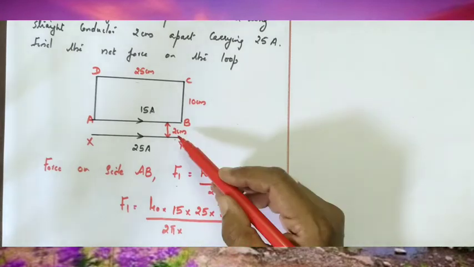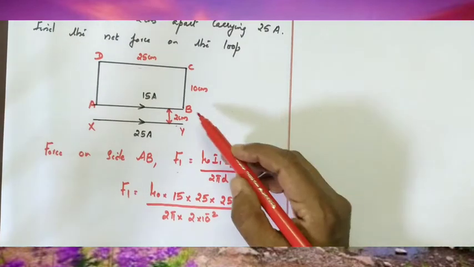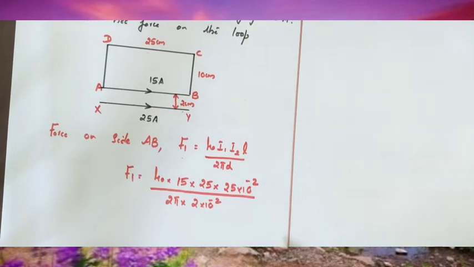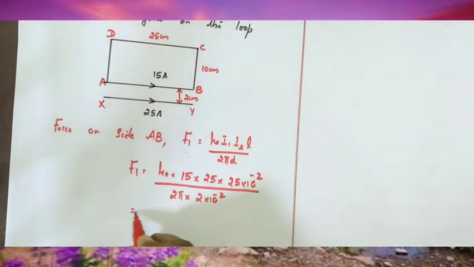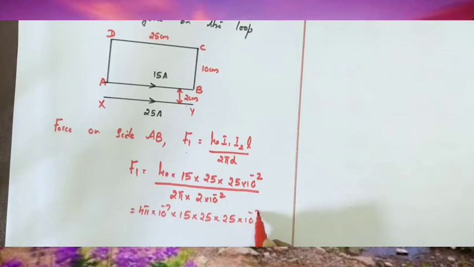What is the separation between them? 2 centimeter. So, 2 into 10 raised to minus 2. Clear? So, that is the force acting on the side AB. We can substitute the value of mu 0 also. So, 4 pi into 10 raised to minus 7 into 15 into 25 into 25 into 10 raised to minus 2, the whole divided by 2 pi into 2 into 10 raised to minus 2.